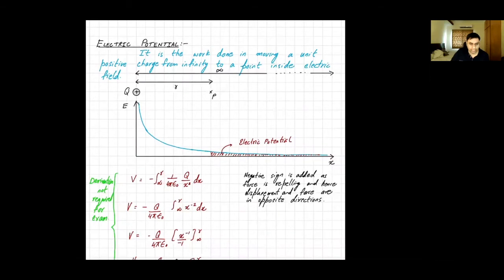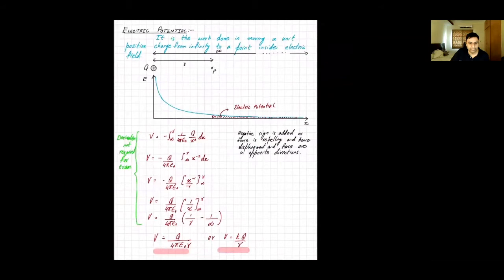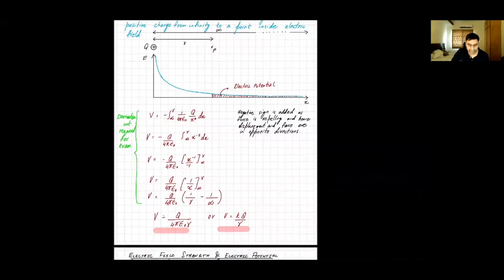This derivation is not part of your syllabus. It's just to make you understand how we arrive at the formula of electric potential. So this is from infinity to R. The negative sign is taken because you're moving a positive charge, which experiences a repulsive force. And since it experiences a repulsive force, the force and the displacement are in the opposite direction. To account for that, we put a negative sign over here.